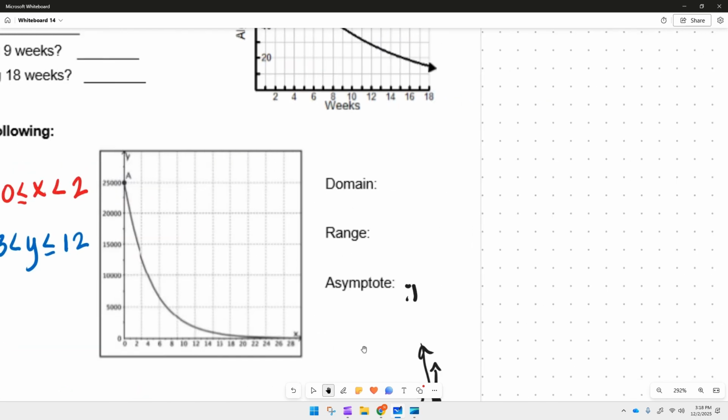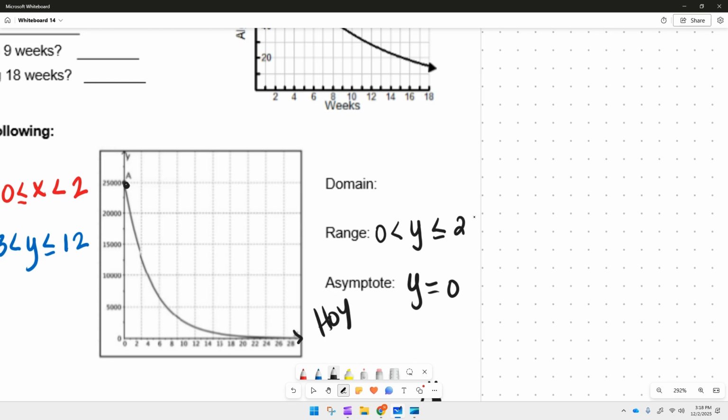Now, this function has an asymptote, and the reason that we say it's an asymptote and it's not readily visible on this graph is that that's an arrow there. So that means that continues. Our asymptote is going to be y equals 0. That means my range, now this is a little tricky because we do have a maximum range value. We do have an endpoint. So our range is going to be 0 less than y, we are not going to include 0, and then less than or equal to that 25,000, because we're going to be going from here to there.